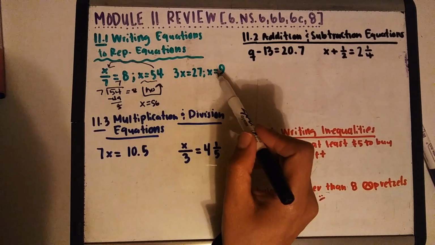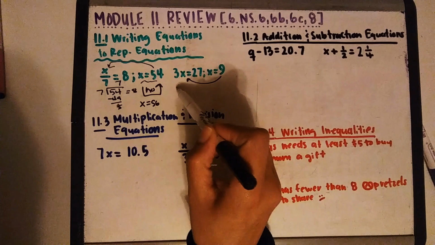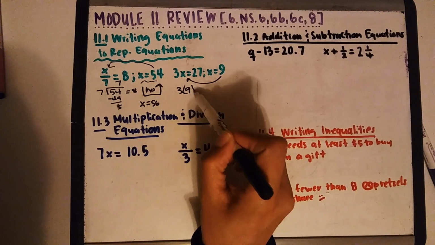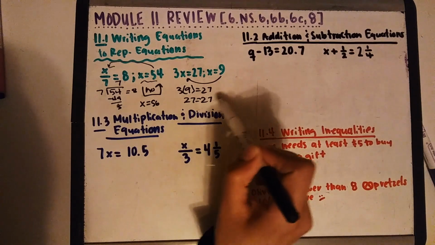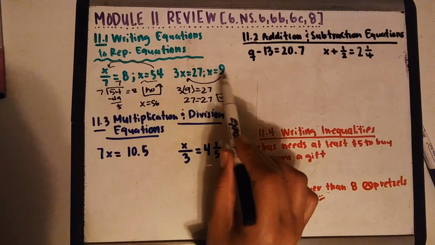This one right here, I'm going to plug that in here. Remember, it's not 39, but 3 times 9. Is it true that it's 27? And I go 27 equals 27. Yep, it works. So this one actually is the solution for that.